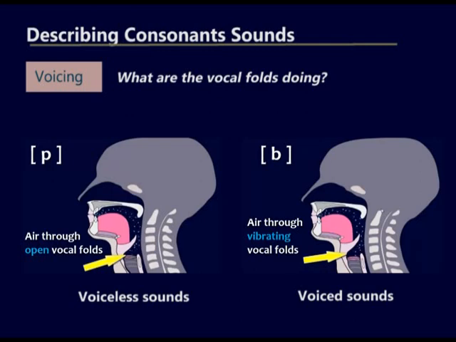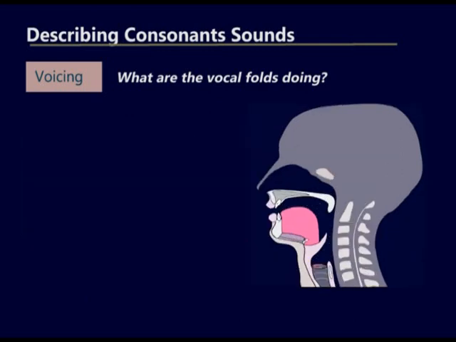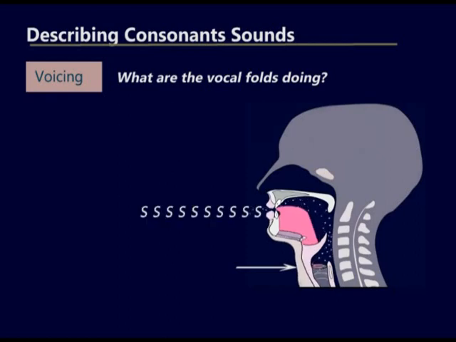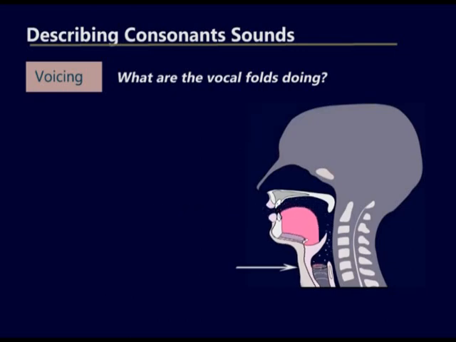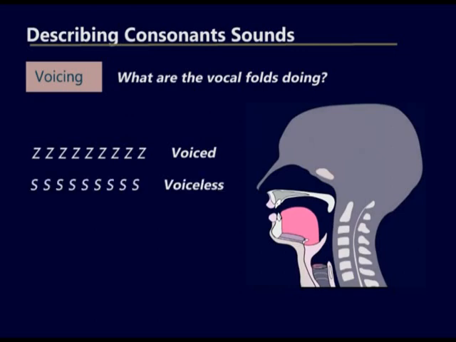You can feel the difference between voiced and voiceless sounds by putting your hand on your Adam's apple if you're a male, or where your Adam's apple would be if you're a female. So produce these two sounds in succession. S, Z, S, Z. Which one produces the vibration? You should feel that Z produces a vibration, so it's a voiced sound, whereas S does not produce the vibration, so it's a voiceless sound.